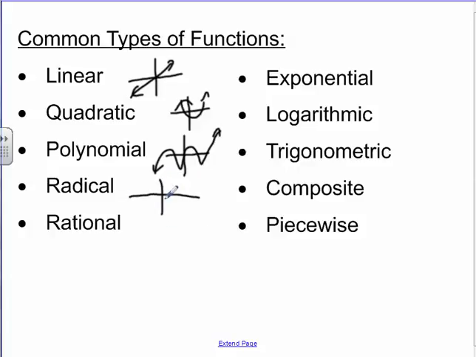Radical graphs, radicals are square roots. They typically have this sort of shape where they don't actually have negatives allowed. Rationals usually involve having some sort of vertical and horizontal asymptote.